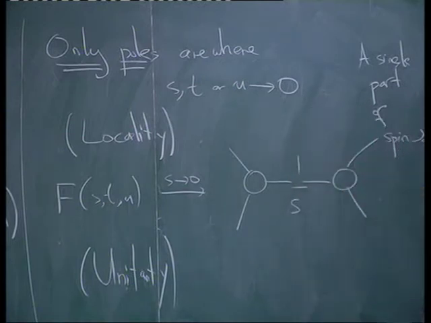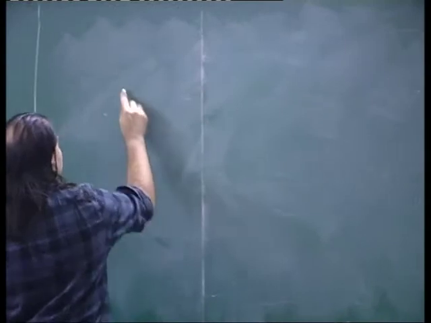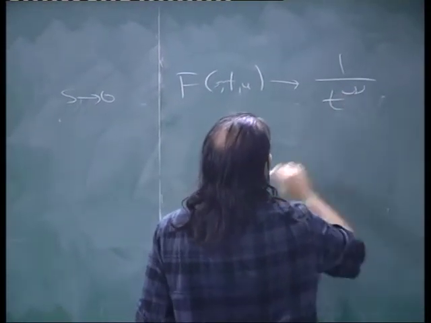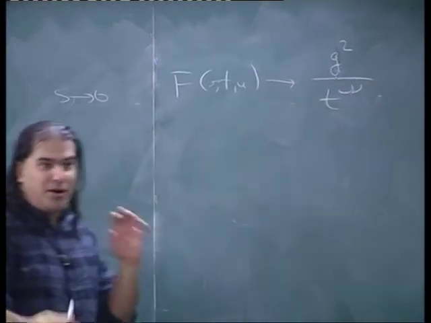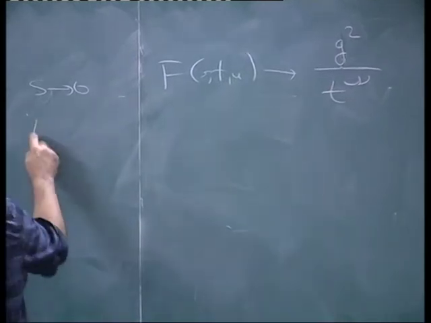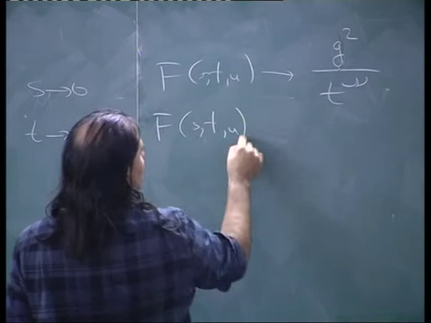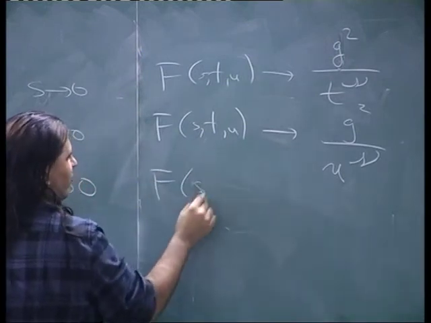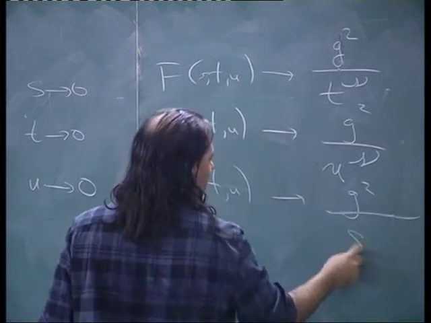Okay? Now, we know exactly what the three-particle amplitudes are, so we can just translate this immediately to some statement about F. This is 3 minutes of algebra that I don't want to do, so let me just tell you what the restriction on F turns out to be. As S goes to zero, F of S, T, and U should go like 1 over T to the power of the spin times g squared, where g is the three-particle vertex. Okay, that's the coefficient in front of the three-particle vertex. As T goes to 0, F of S, T, and U should scale like g squared over U to the power of the spin. And as U goes to 0, F of S, T, U should scale like g squared over S to the power of the spin.